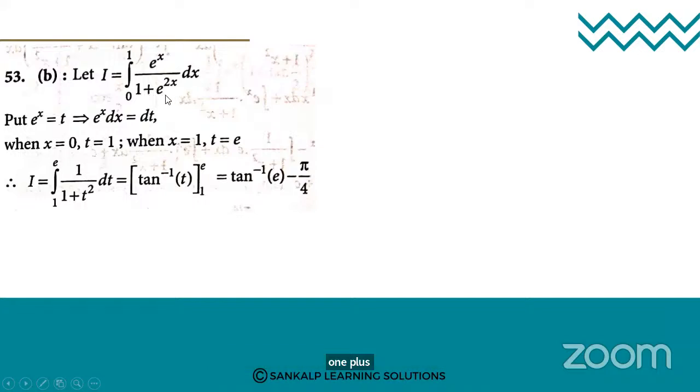With 1 plus e raised to 2x, you will substitute e raised to x as t. So e raised to x dx is equal to dt, and we get dt upon 1 plus t square. So this will be nothing but tan inverse t, and we get tan inverse e minus pi by 4 as the final answer.